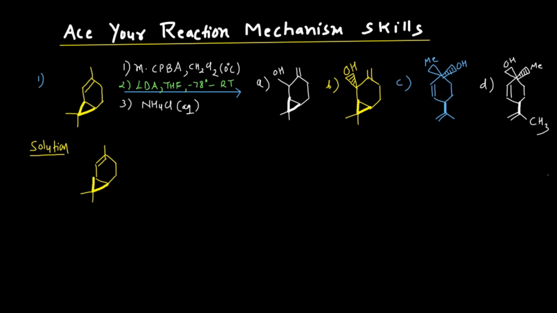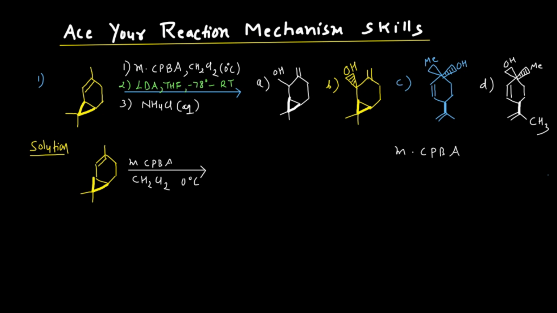And in the first step of the reaction we are using MCPBA, okay? And solvent is dichloromethane, CH2Cl2, and the reaction is happening at 0 degrees centigrade. So first of all, you should know what is MCPBA. So in the corner I am giving you the structure and the important functions of the MCPBA.